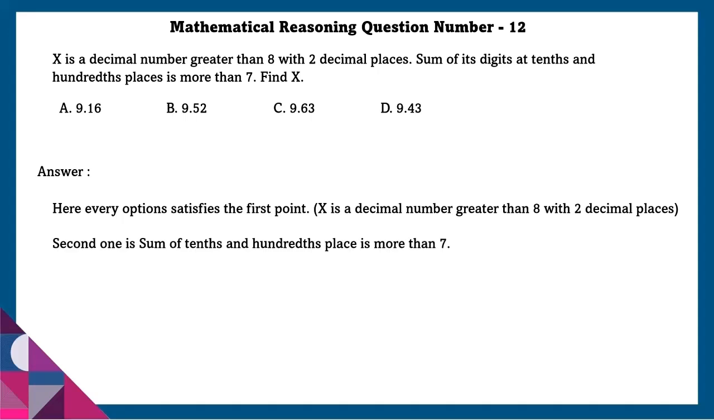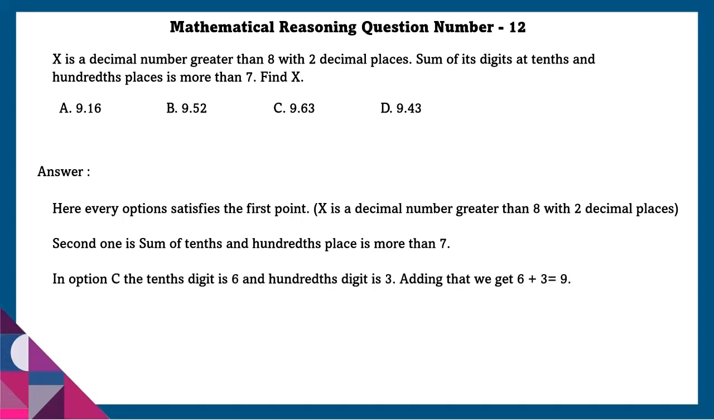Second one is sum of 10th and 100th places more than 7. And in the C option, the 10th digit is 6 and 100th digit is 3. Adding them, we get 9. So the answer over here is the option C.